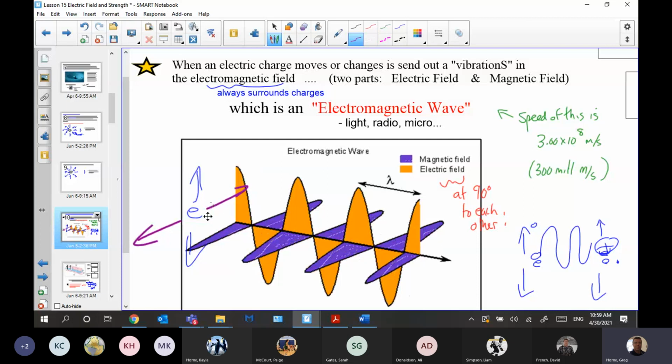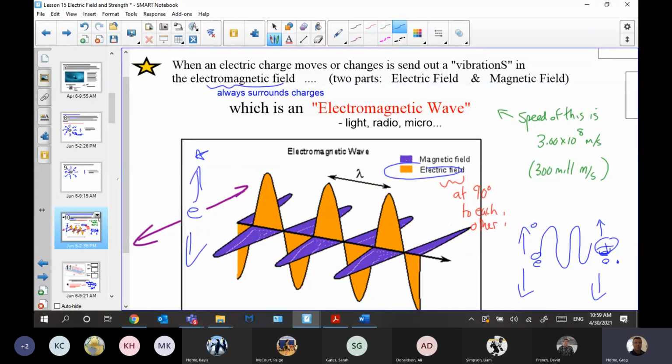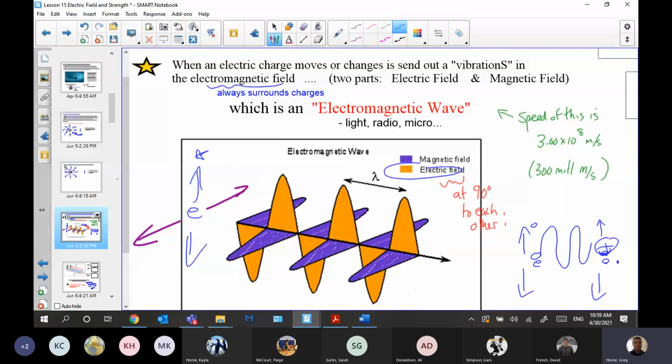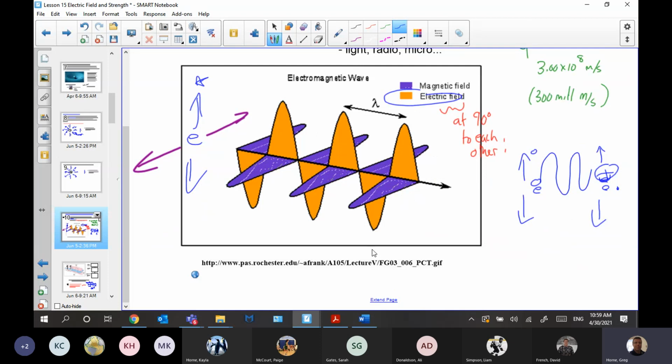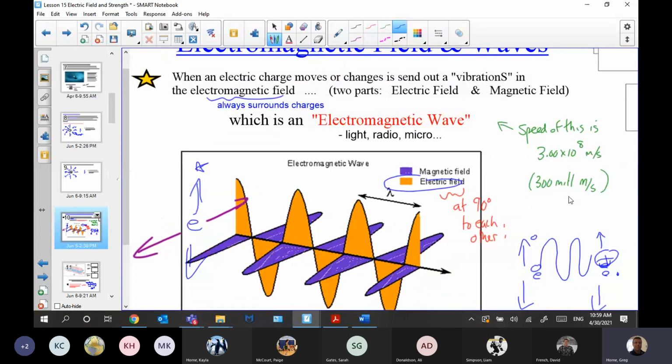So when this happens, this electron moving up and down causes the electric field, right? I should have used different colors. I should have used orange for the electron, but anyways, that causes the electric field. But then as a result, there's also a magnetic field that's perpendicular to it. And that is what an electromagnetic wave really is. And it turns out the speed of that wave is 3.0 times 10 to the 8 meters per second, or 300 million.